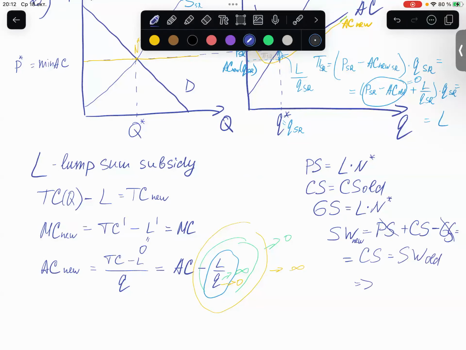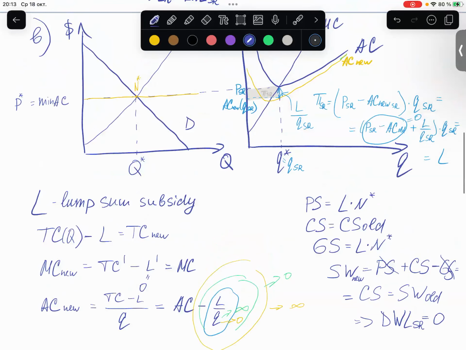That's why deadweight loss in the short run with lump sum subsidy equals to 0. So no losses. All government spendings go to our firms. Each firm will earn this lump sum subsidy. The profit was before 0, and now it is equal to the lump sum subsidy. Good. So next. Now we proceed to the long run.